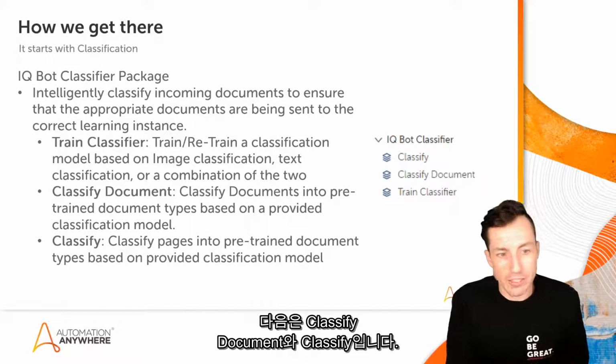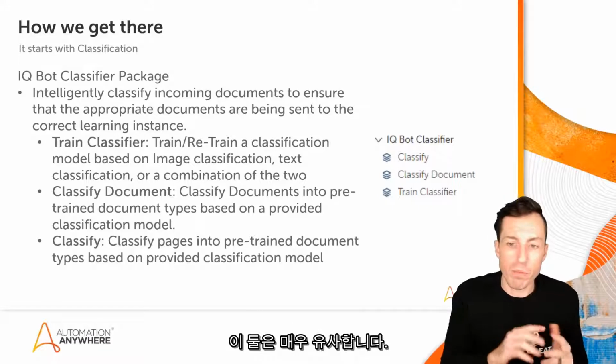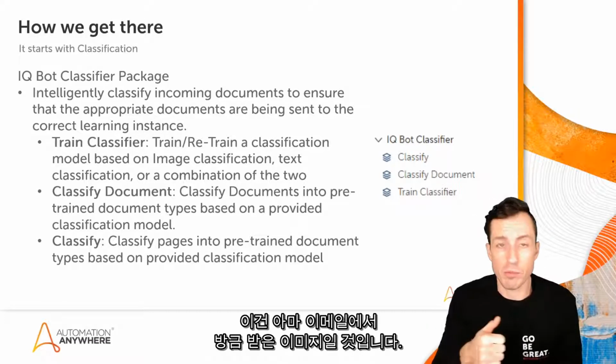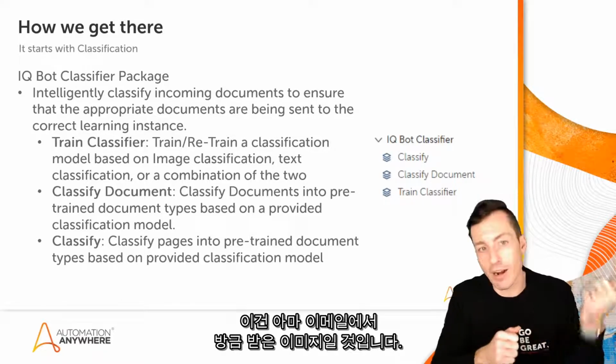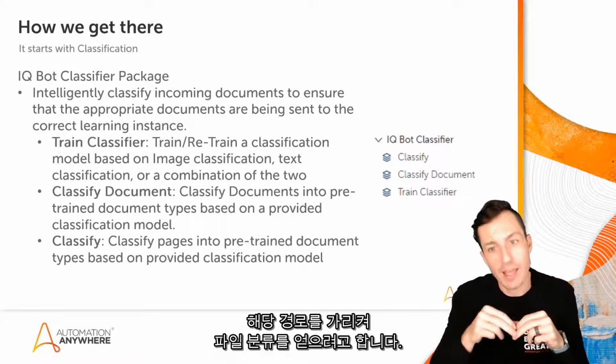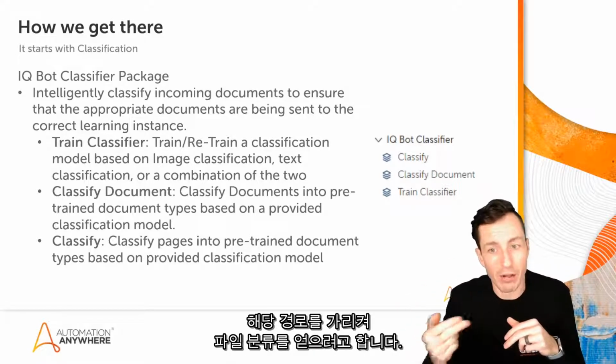The next is classify document and classify. Now, both of these are very similar, right? I choose whatever my incoming document is. So maybe it's an image that I've just got off of an email. I've saved it to a local temp directory. I'm going to point to that path and try and get the classification of that file.